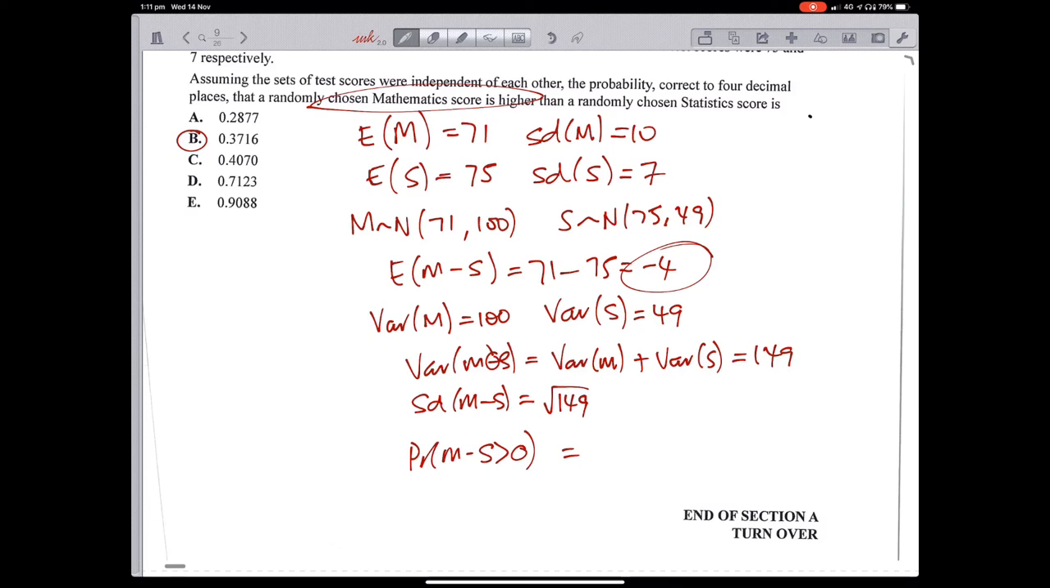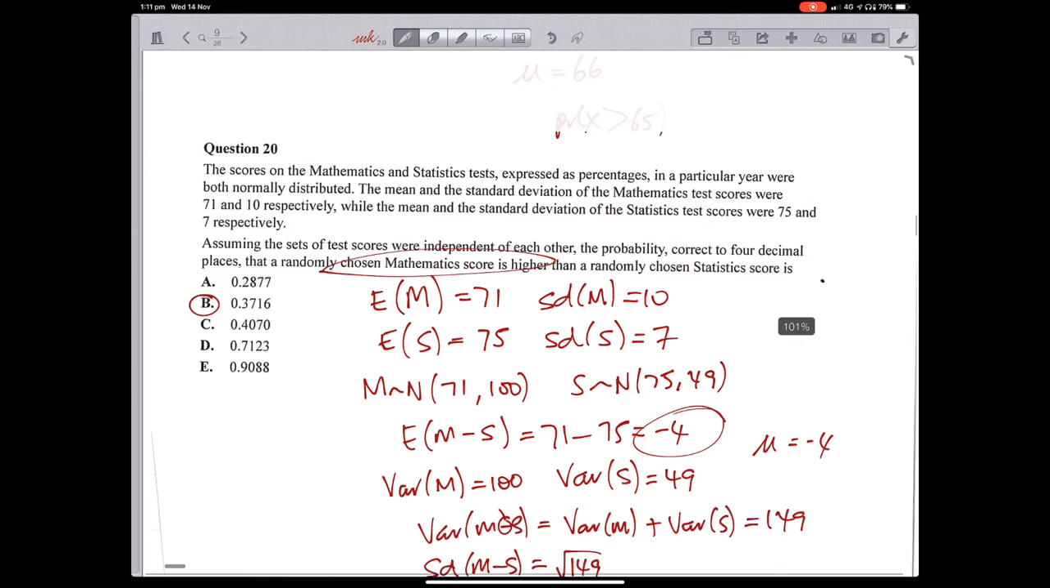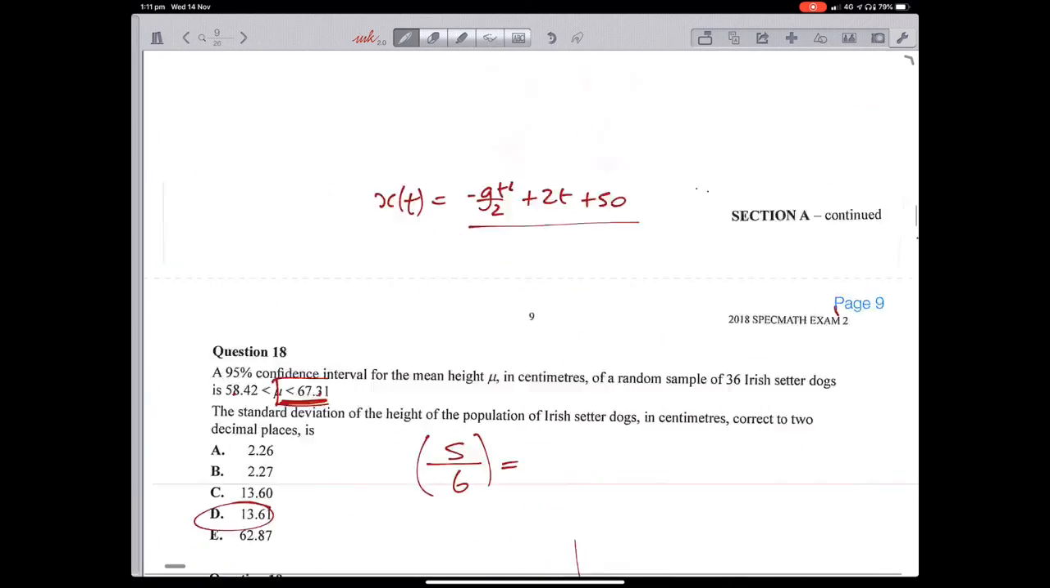Yeah, because my expected value in this case is negative 4, and I want it to be greater than 0, which is 0.3716. So that is the multiple choice.